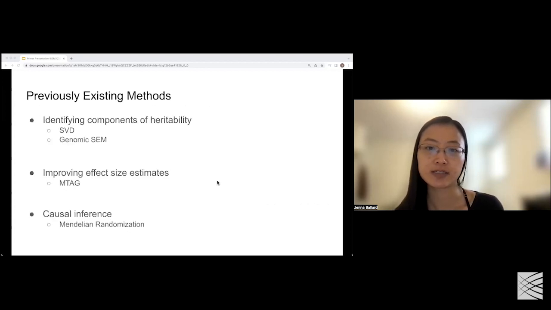So there are some previously existing methods that already do these things, such as SVD or singular value decomposition and genomic SEM, which identify components of heritability. And then there's also MTAG, which improves effect size estimates. We did some comparisons between these methods and ours, and I'll show some results later on in this talk. Additional potential applications of models of genetic architecture include causal inference, and Mendelian randomization is one possible method for that.